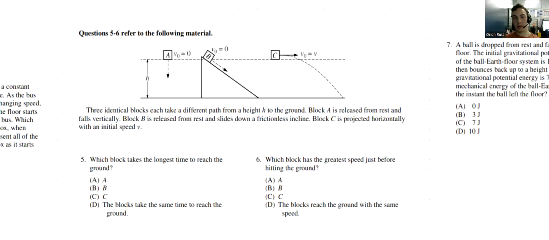Three identical blocks each take a different path from height h to the ground. Block A is released from rest and falls vertically. Block B is released from rest and slides down a frictionless incline. Block C is projected horizontally with initial speed v. Cool. So let's break down each of these examples.